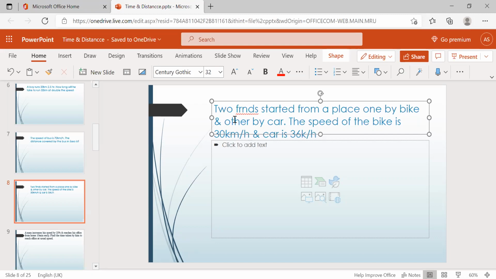Then the first person takes 6 hours and 12 minutes to reach the destination. Find the time for the second person.